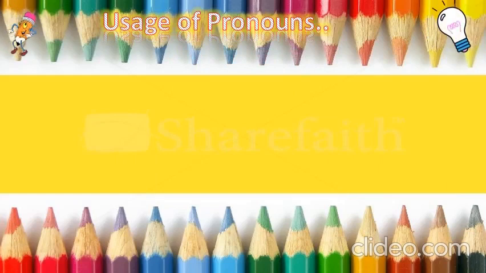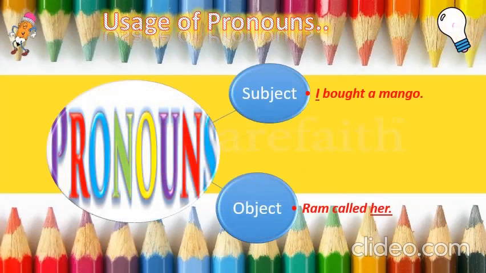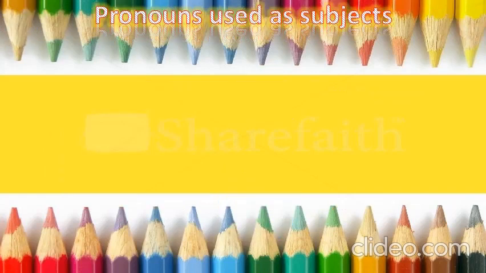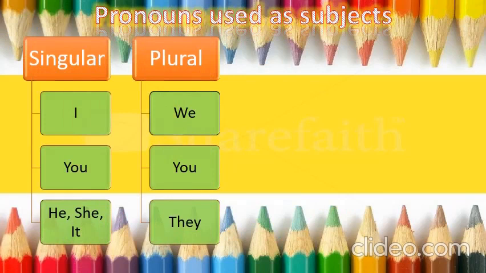What are the uses? So you can see the pronouns here as subject and object. How? We have subject pronouns and then we have object pronouns. Now subject pronouns, example is here. I bought a mango. Word I. So I is here a pronoun. And an object pronoun, Ram called her. So you can see the word here, underlined one, her. It is the object pronoun.